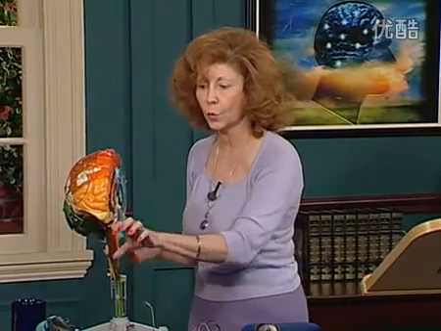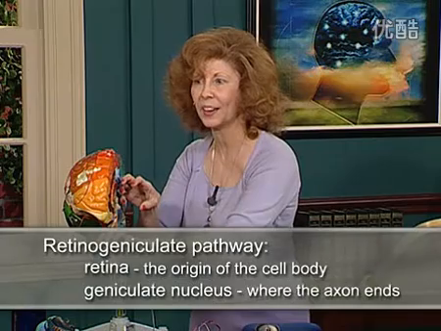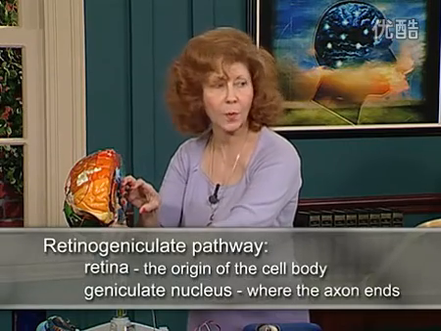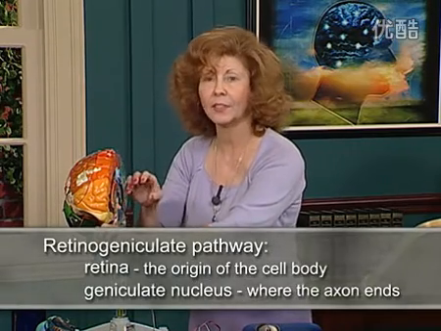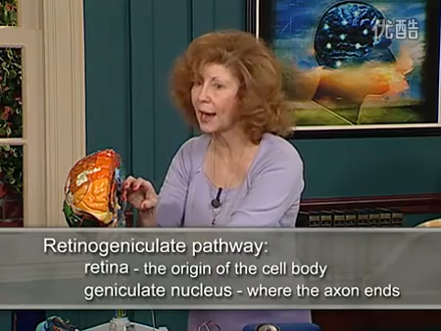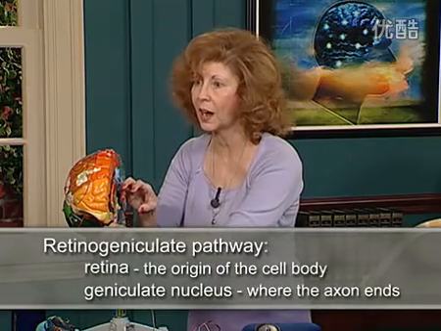So, for example, for the eye, it would be different. We call that the retinogeniculate pathway. The retina is where the cell bodies of origin are located, and the geniculate nucleus is where the axons from the retina or the eye will end. So this is how we talk about the nervous system and how we identify the projection pathways. And that's very convenient. They're not all that way, but most of them are.